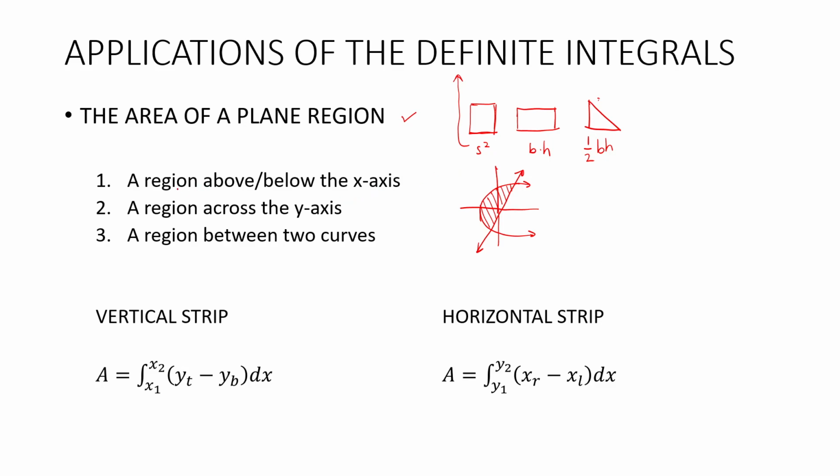Okay, so notice that in the first one, the region is above or below the x-axis. So notice that we have an area below the x-axis and an area above the x-axis. And then for the y-axis, it's across the y-axis, so it may be on the left side or on the right side, or it may be in between the y-axis. And it may be a region between two curves or two equations. So not necessarily curves, but two equations. So why are we talking about equations?